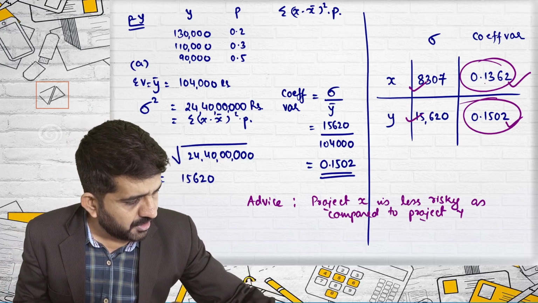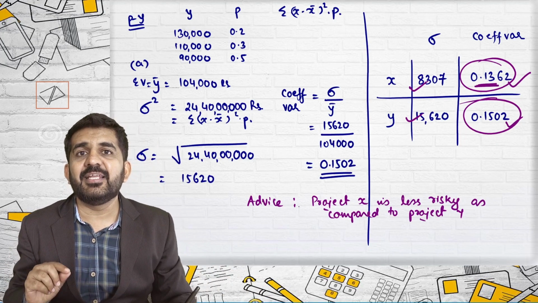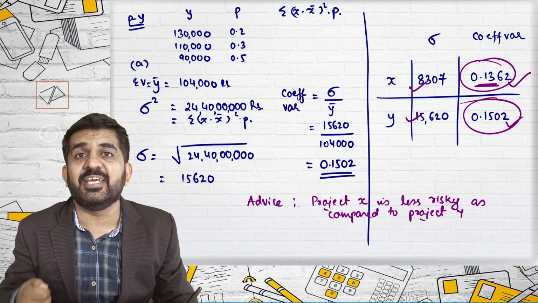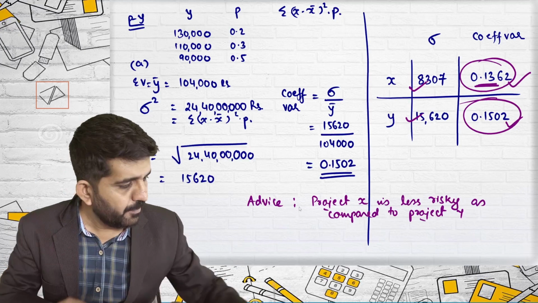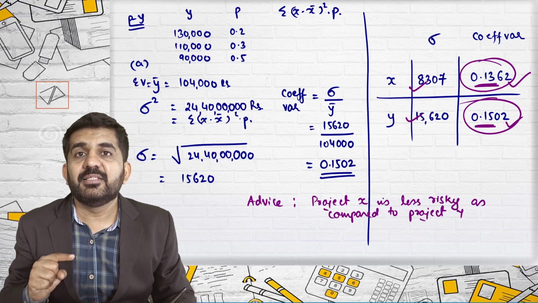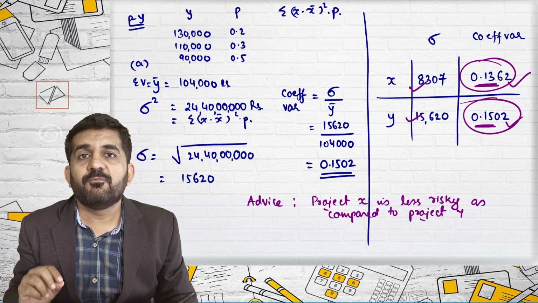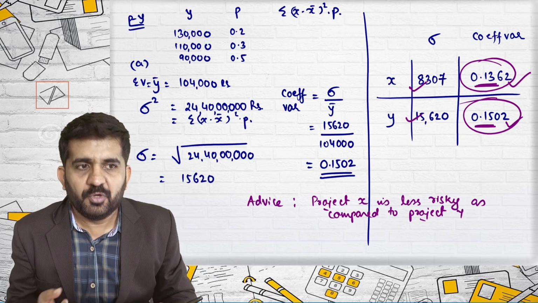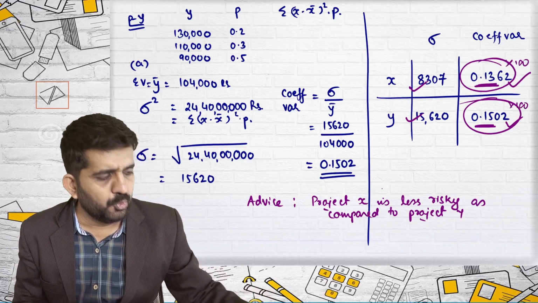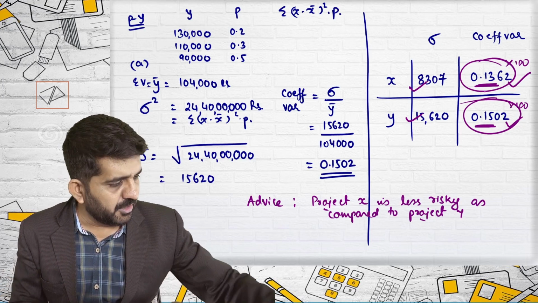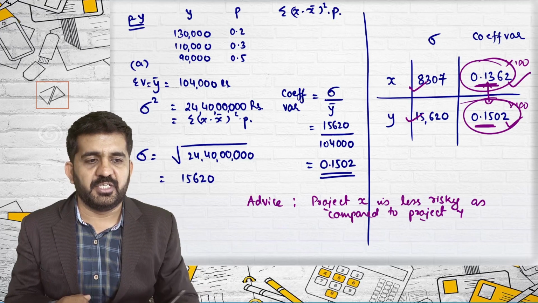I'll tell you what 0.13 is. In project X, there is 0.13 risk for every 1 rupee of cash flow. In project Y, there is 0.15 risk for every 1 rupee of cash flow. If you want to find it in percentage, you can multiply this by 100. But no need to do it. You can directly compare it with 1. Is it all right? So compare these two figures and you will get an answer as to which project is more risky.